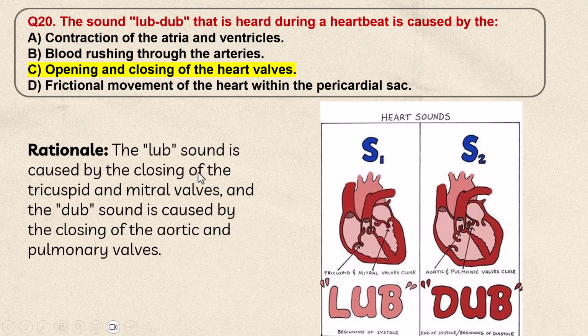When you look at the heart sounds, the first sound, lub, is caused by closing of the tricuspid and mitral valves, and the dub sound is caused by the closing of the aortic and pulmonary valves.